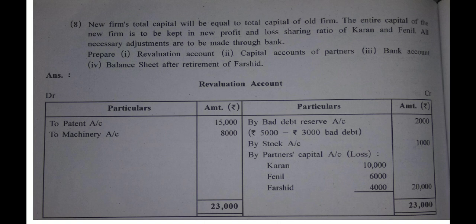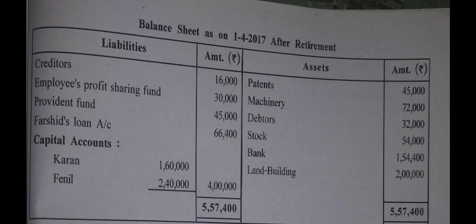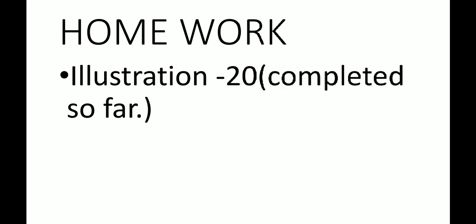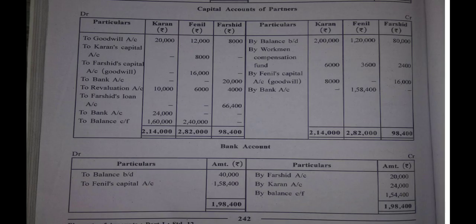The second effect, of course, in the new balance sheet, this is your new balance sheet. The value of patents, you can see 45,000 minus 15,000, and it is written 45,000 in the outer column. The new value of patents. Let us check the next adjustment.